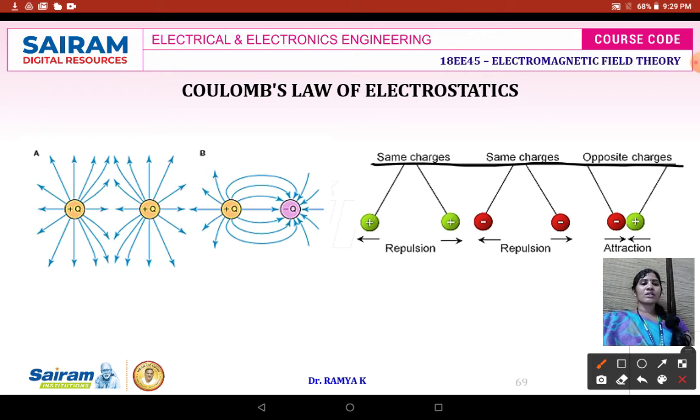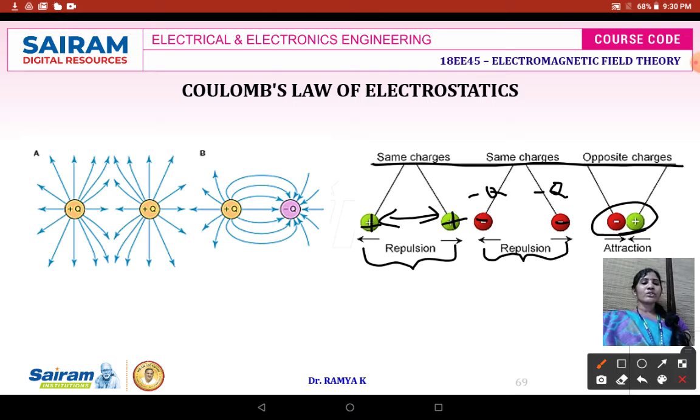Where the charges are plus, it means they are like charges. Therefore the charges are going to repel each other, and the force created between these two charges is a repulsive force. Here it is minus q and here also it is minus q. These are also like charges, so the force experienced between these two charges is a repulsive force, whereas here it is positive and negative, so it is going to produce an attractive force.